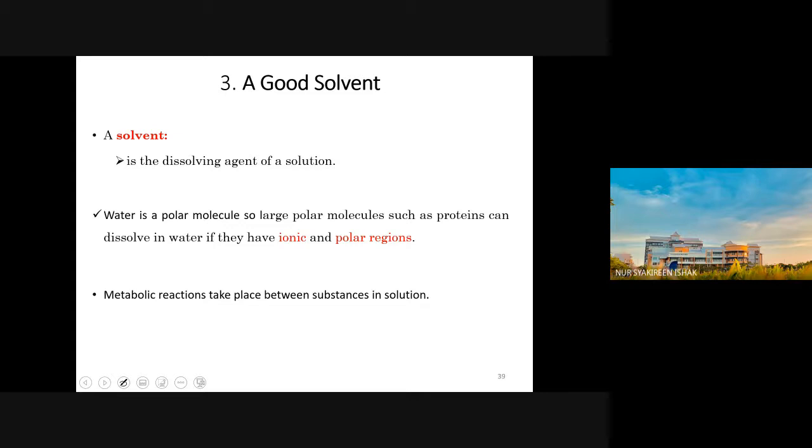Remember, if we look at the water molecule, it is roughly like this, oxygen and hydrogen. The oxygen region has partial negative charge, the hydrogen region has partial positive charge. All these regions that have partial charges can form hydrogen bonds with other polar molecules, including proteins, and even salt, NaCl. In NaCl, sodium has a positive charge and chloride has a negative charge. So molecules that have negative or positive charges can dissolve in water.